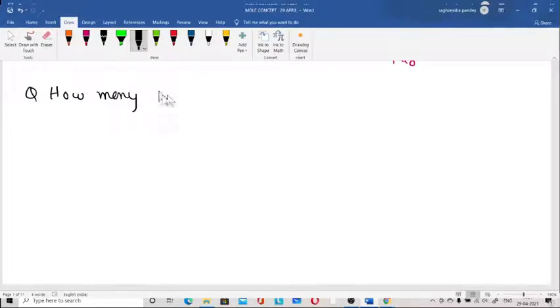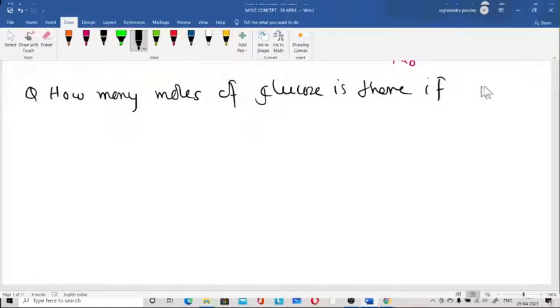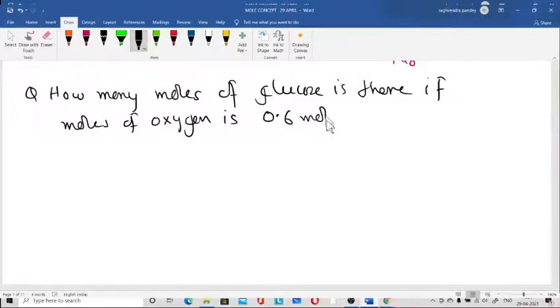How many moles of glucose are there if moles of oxygen is 0.6 moles? Okay, suppose this is the question. Now how to solve it?